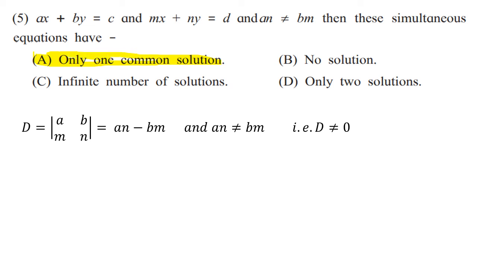Option A is your correct answer, because when we say that AN is not equal to BM, then it indicates that D is not equal to 0. And therefore, these two equations have a unique solution or one common solution. Okay, all of you please write down this justification because it is a little bit different. So write down the justification so that you can understand better why A is the correct option. Let us go further.